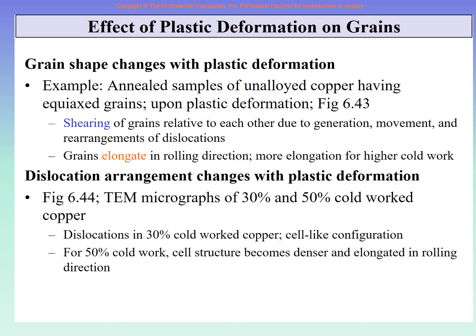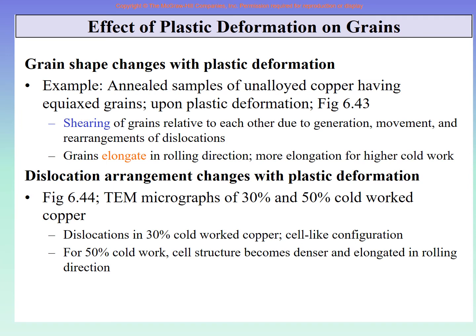We are continuing with effect of plastic deformation on grains. One effect is that grain shape changes with plastic deformation. Now we are not talking of strength. What happens to the grain? You just saw some grains there. So when we do a large plastic deformation, then the shape of the grain may change. We will show you in the next figure that some shearing of the grains.